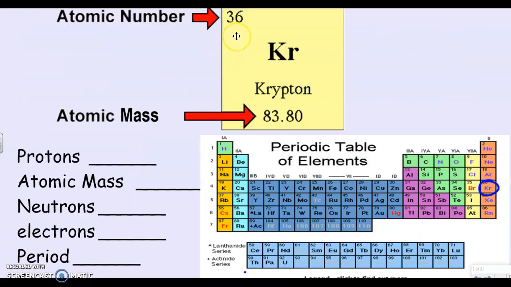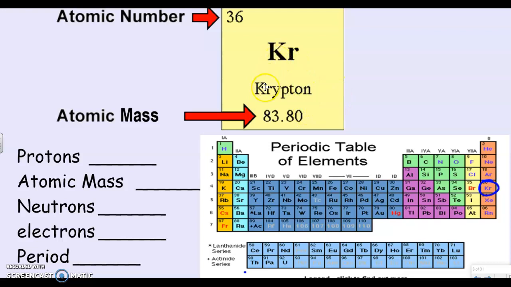How do we read each of the squares in the periodic table? Let's take a look at an example. Here's krypton with atomic number 36. So you'll find it as number 36 in the periodic table. We have a symbol, a name, and the mass.